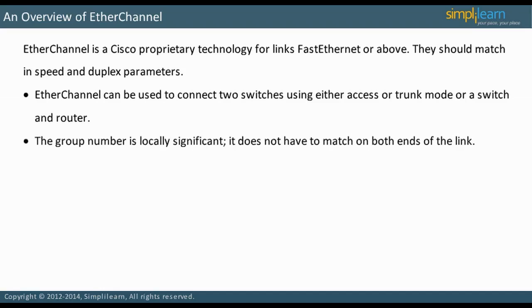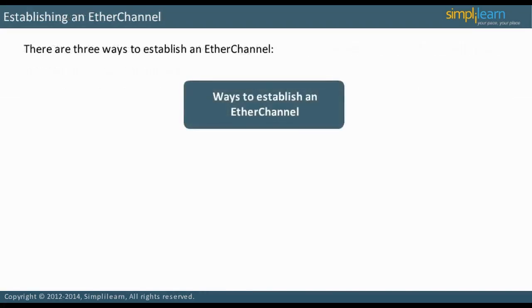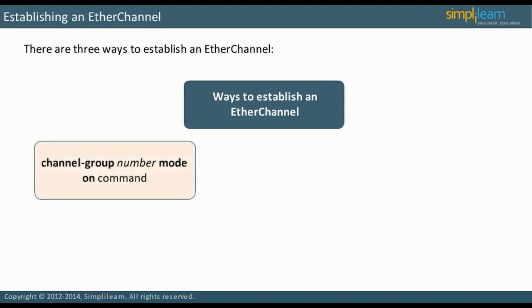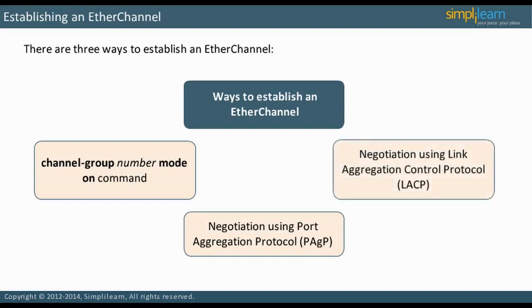In the next slide, let us discuss how an EtherChannel is established. There are three ways to establish an EtherChannel. The first is manually, using the channel-group number mode on command. The other methods involve different types of negotiation. One is negotiation using Port Aggregation Protocol, PAgP, a Cisco proprietary protocol. This is the default negotiation method. Negotiation is also possible using Link Aggregation Control Protocol, LACP, an Institute of Electrical and Electronics Engineers, IEEE, standard.